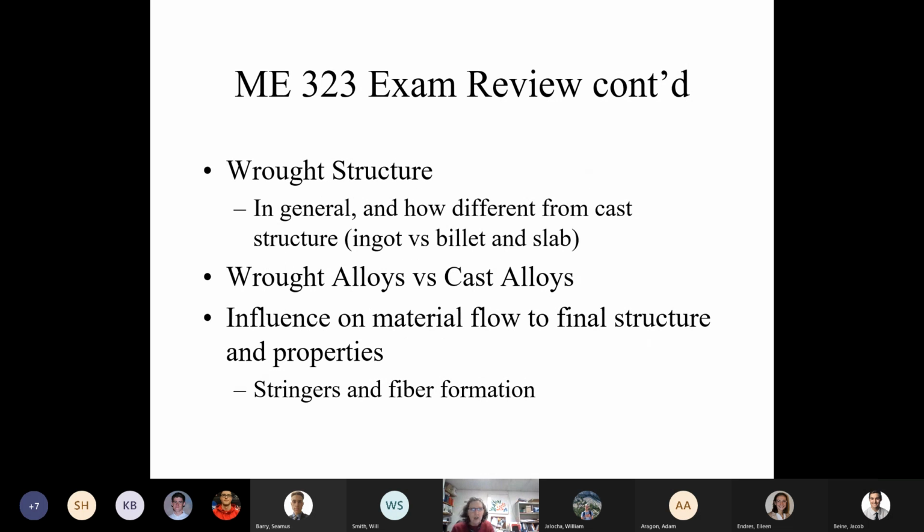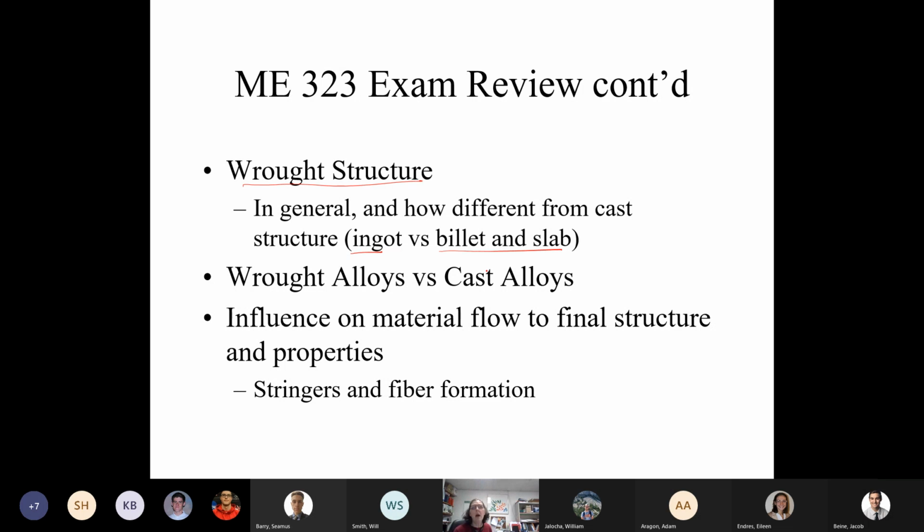And then we finished with the wrought processes, or actually, we finished with bulk deformation. One of the things that, again, we should be aware of is the wrought structure. This is some in 322, but what in general is it? How is it different from the cast structure? So how is the cast structure changed by hot working? You should also be very familiar with the concept that an ingot is cast and a billet and slab are wrought, meaning hot working. Wrought alloys versus cast alloys.